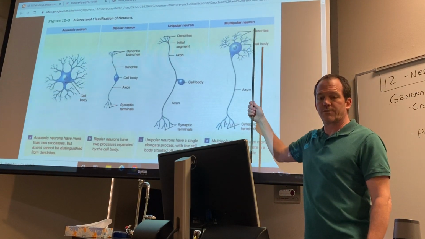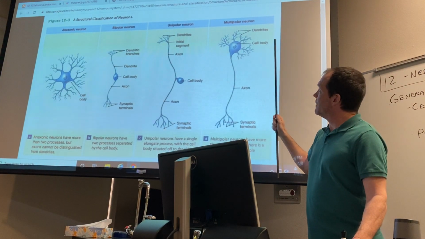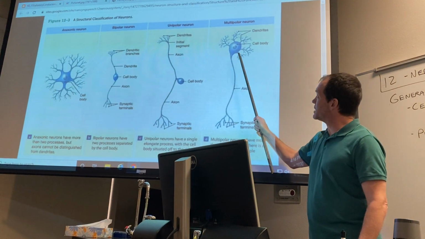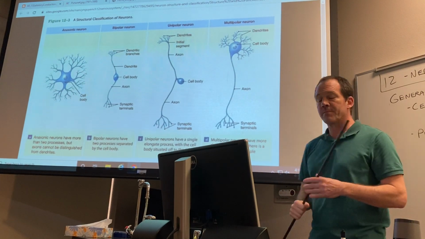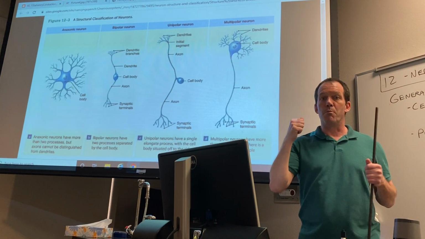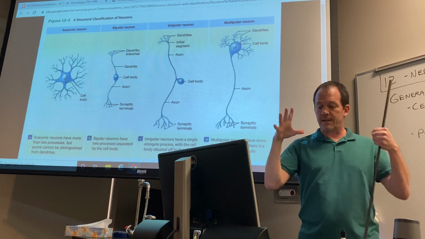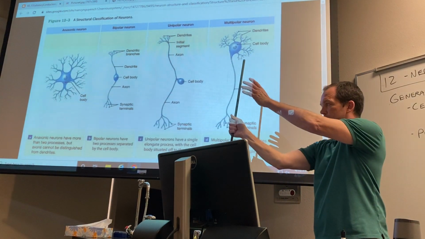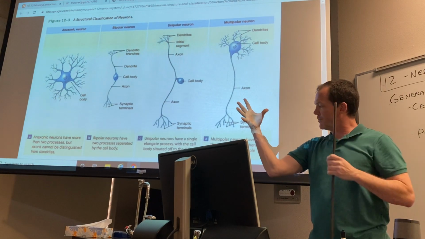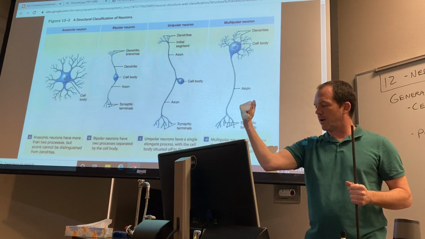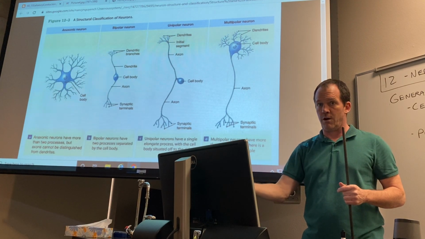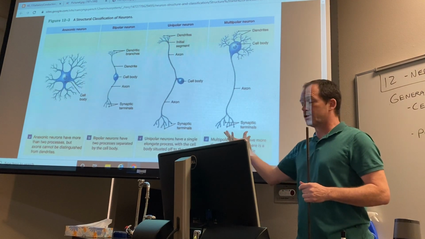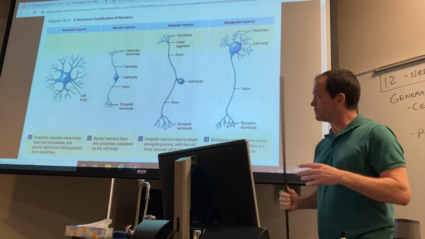So structural classification is how it's built. Functionally, multipolar neurons, and I don't have this written down anywhere, and they don't have it here either, but functionally they act as motor neurons. So when I send an impulse to my hands to grab this stick, the neurons that take that message to my arm muscles are multipolar neurons. They're functionally motor neurons, and then they are built structurally as multipolar.